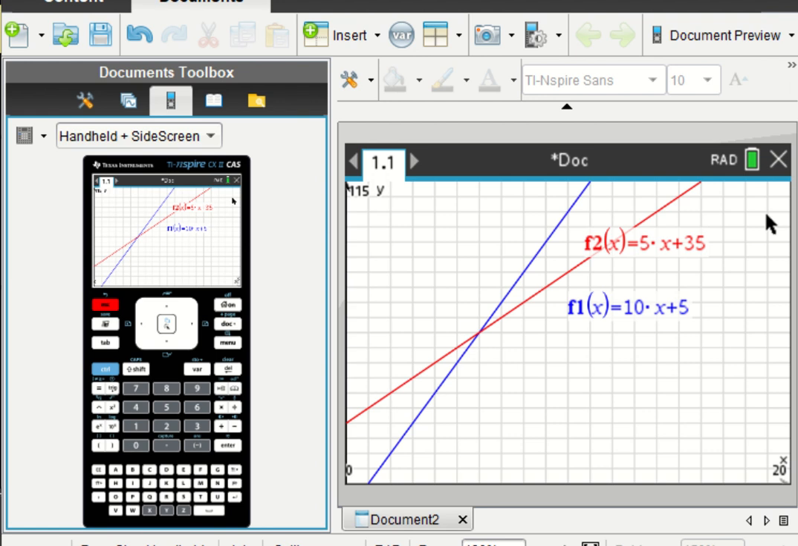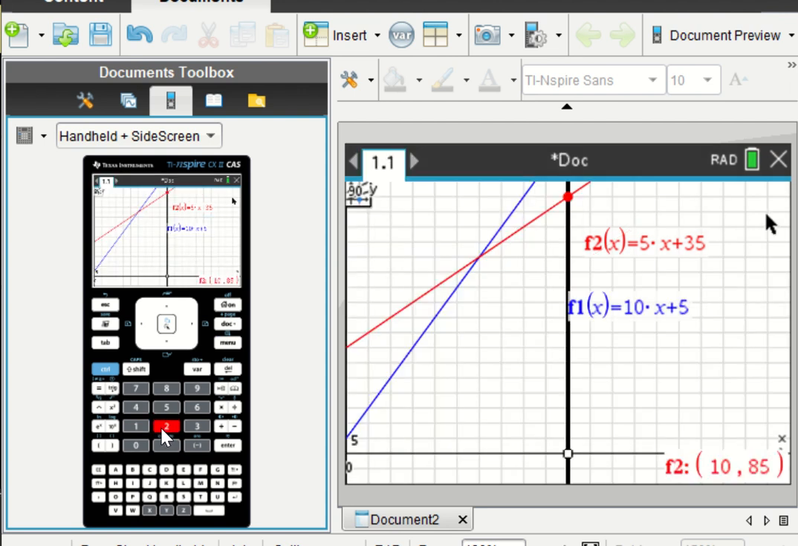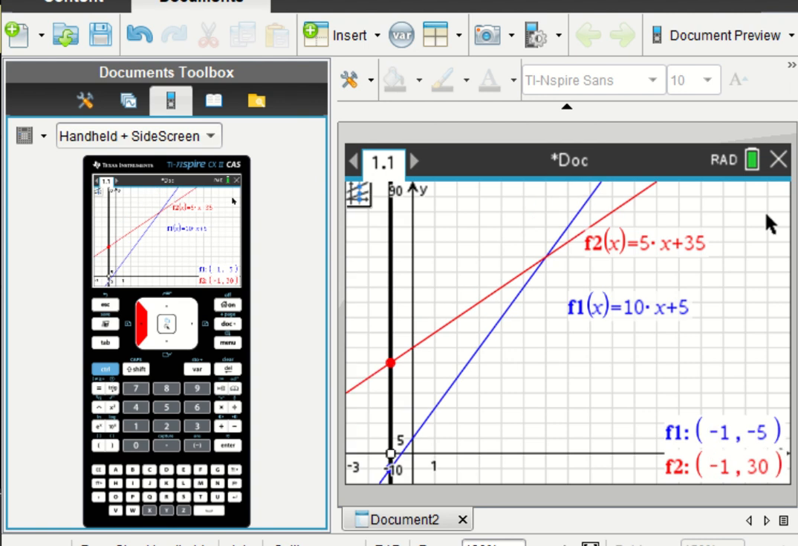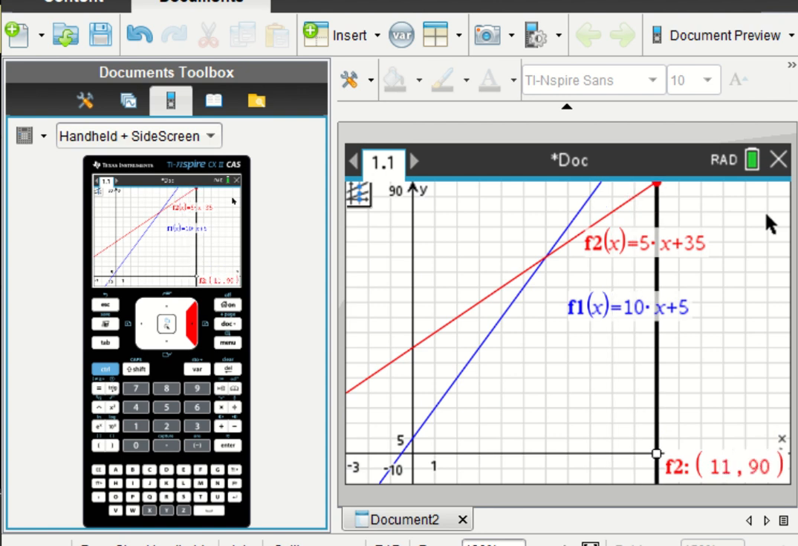Sometimes it can be really annoying to switch from one graph to another. So the easy way to solve that problem is let's do a trace all. So just hit escape, make sure that we cleared what we're doing, and then do menu 5, 2. By doing a trace all, we've got two different graphs. So now I can look at the red line instead of the blue line. So I start at (0, 35) and I'm going up by 5. So (1, 40), (2, 45), (3, 50), (4, 55). And I trace this line and I get all the points on that graph.